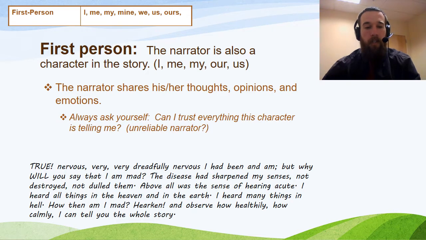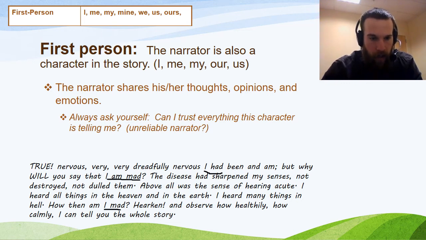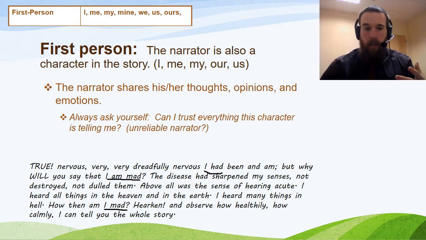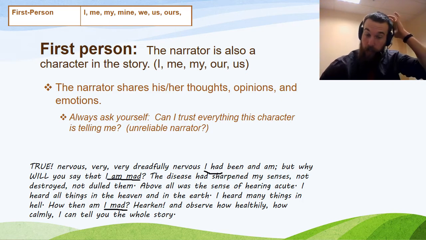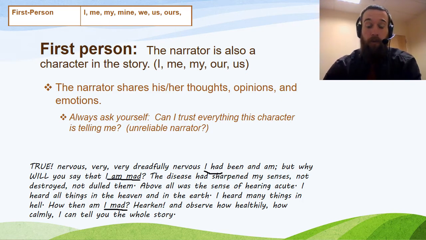So when I'm looking at this, it immediately jumps out to me that the narrator is using I. He says, I had. He says, I am mad. How then am I mad? So we know that he's talking in first person, and the thing that catches me here is that he keeps telling me that he's mad or that he's crazy, and he's trying to convince me that he's not crazy. So if someone has to convince me that they're not crazy, then I'm kind of worried that they might be crazy. So at the start of this story, I'm saying, maybe I shouldn't trust everything this narrator is saying, so I'm just going to keep an eye on that as I'm going forward and reading the story.